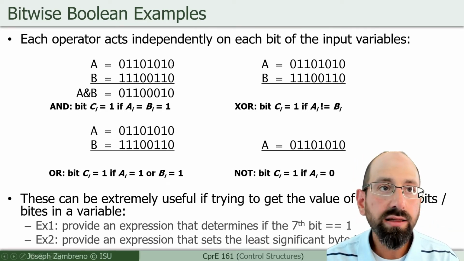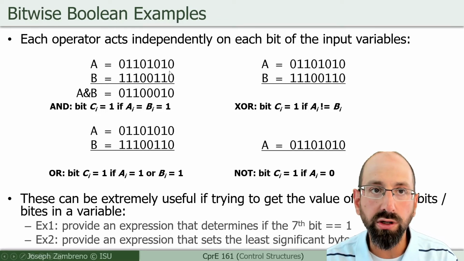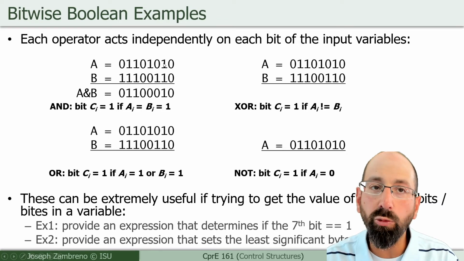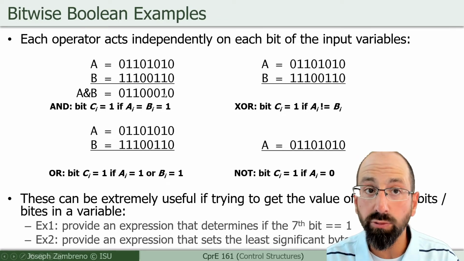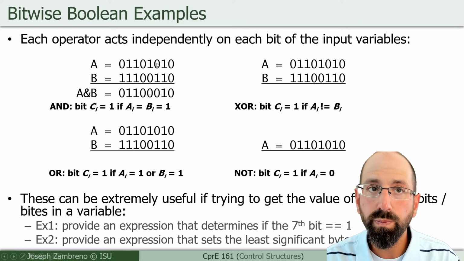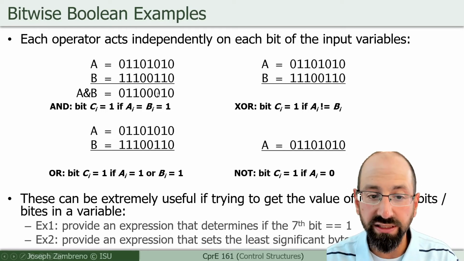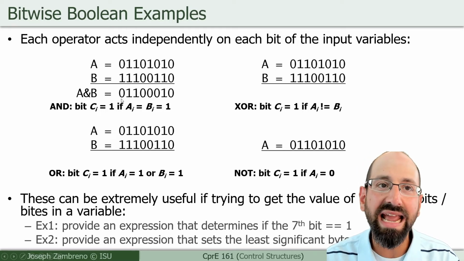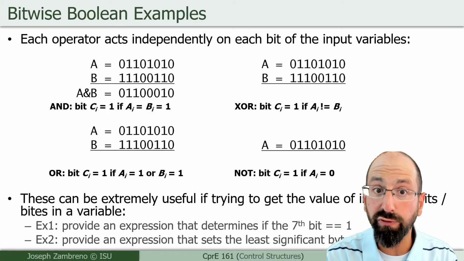So bit 0 of A is 0, so we know the result will be 0. Only in this case, when bit 1 of A is 1 and bit 1 of B is 1, the result is 1 in C. Bit 2 of A is 0, bit 2 of B is 1, they're not both 1, so that's equal to 0 there. That's our bitwise AND operation. It's doing the same thing, just on a bit by bit basis versus comparing true false values.